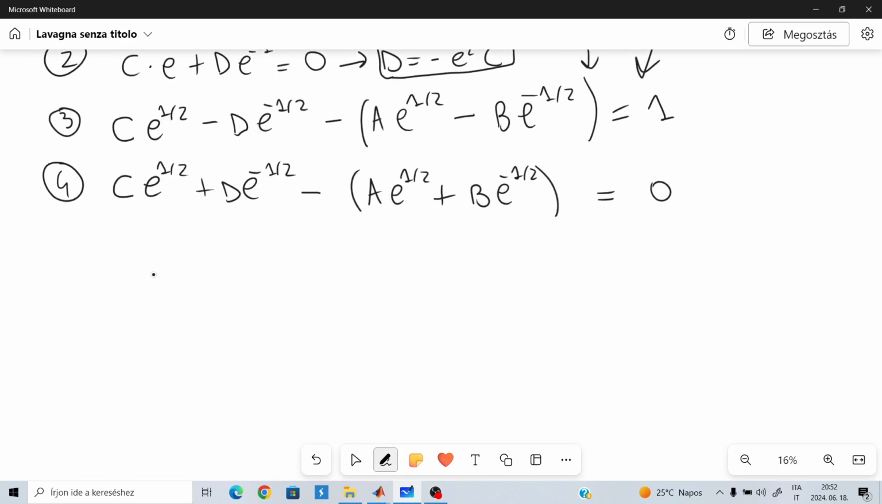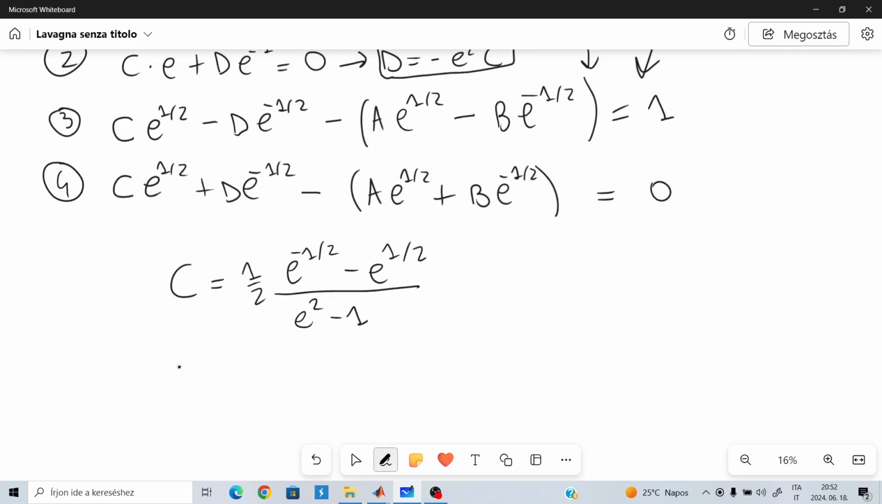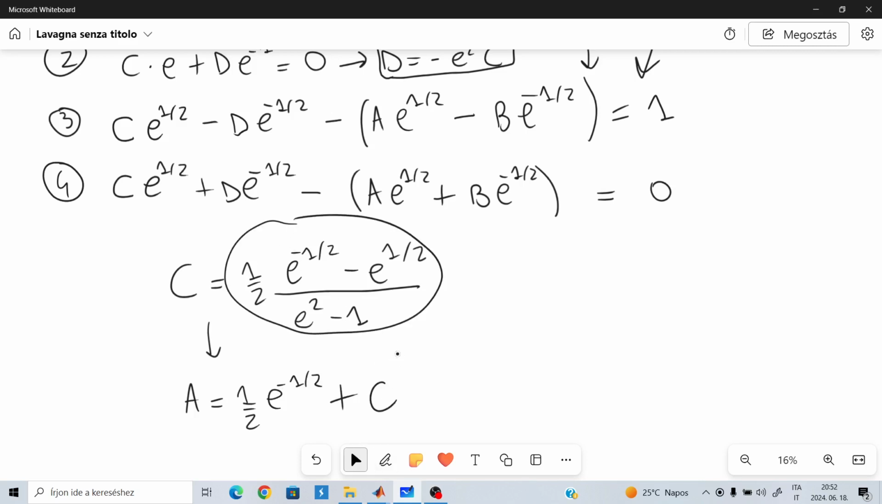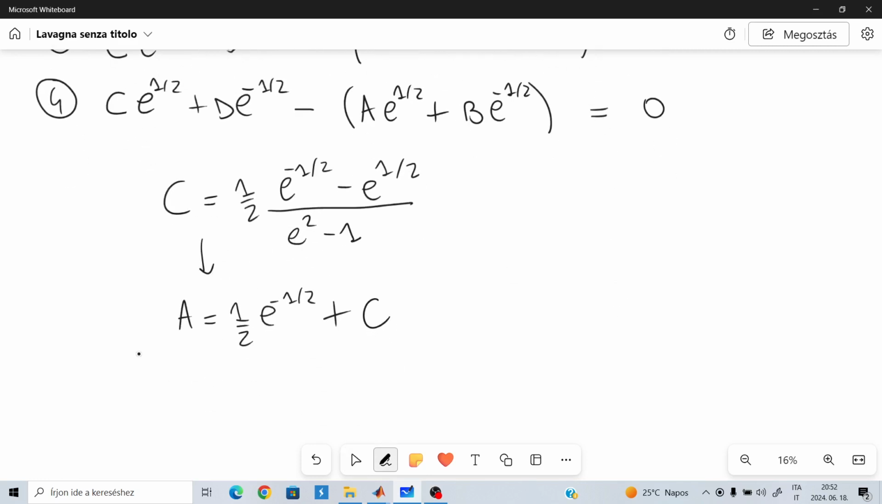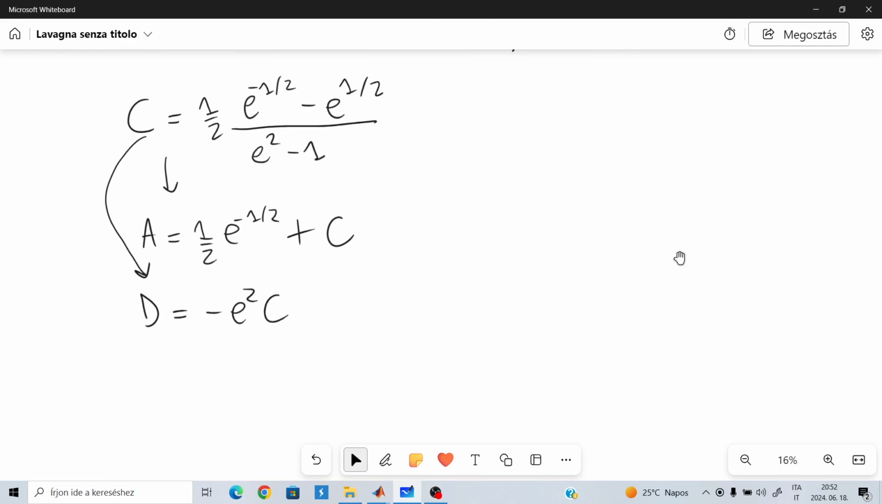I will give you the solutions. So we have c equal to 1/2 times e to the minus 1/2 minus e to the 1/2, divided by e squared minus 1. Then from c you can calculate a, which is 1/2 e to the minus 1/2 plus c. So you have this here. And then you can use d equal to minus e squared c. From here you can calculate d as well. And then from a you can calculate b, which is equal to minus a.